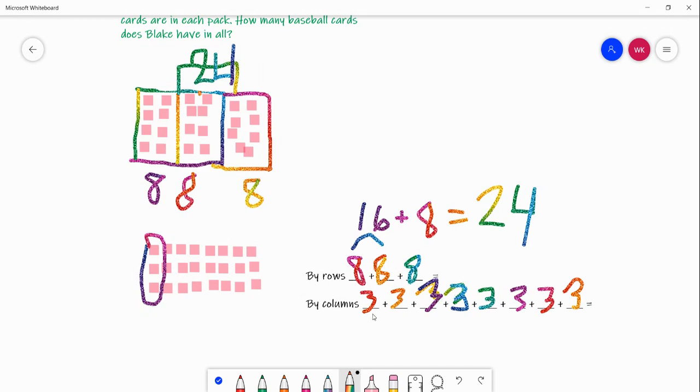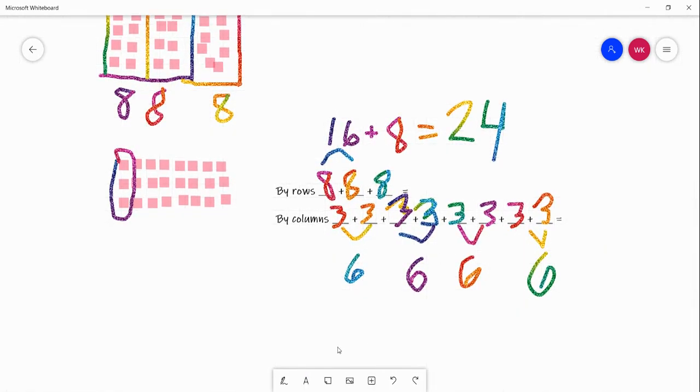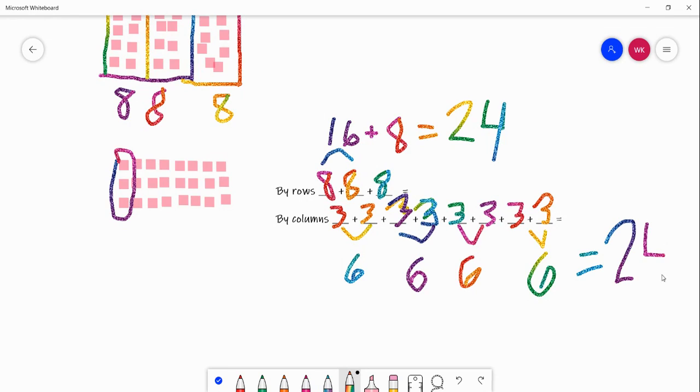So if you want to make this easier on you, you can do 3 plus 3 equals 6, four times. So we know 6 plus 6 equals 12, and 6 plus 6 equals 12. So you could either do 12 plus 12, or you could do 12 plus 6 more, and then that equals 18. And then 6 more from 18. If you're at 18 and you count 6 more, you get 24. So Blake had 24 baseball cards in all.